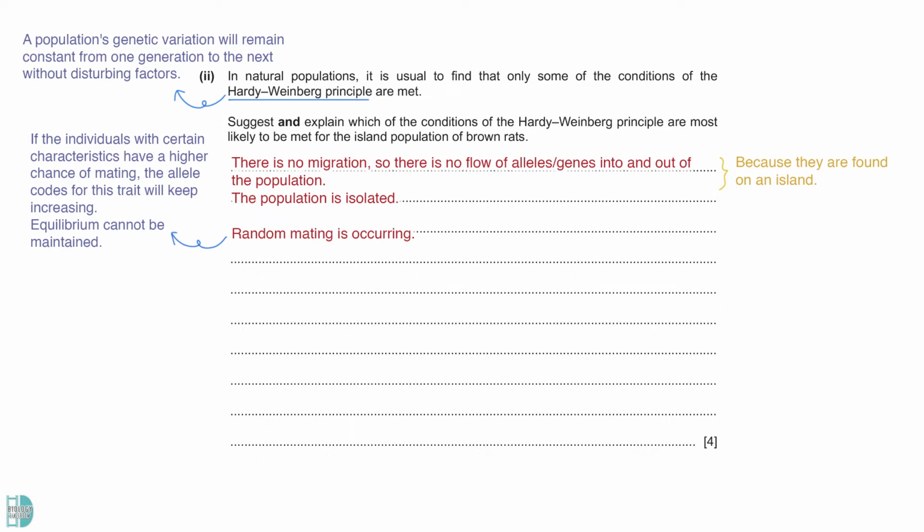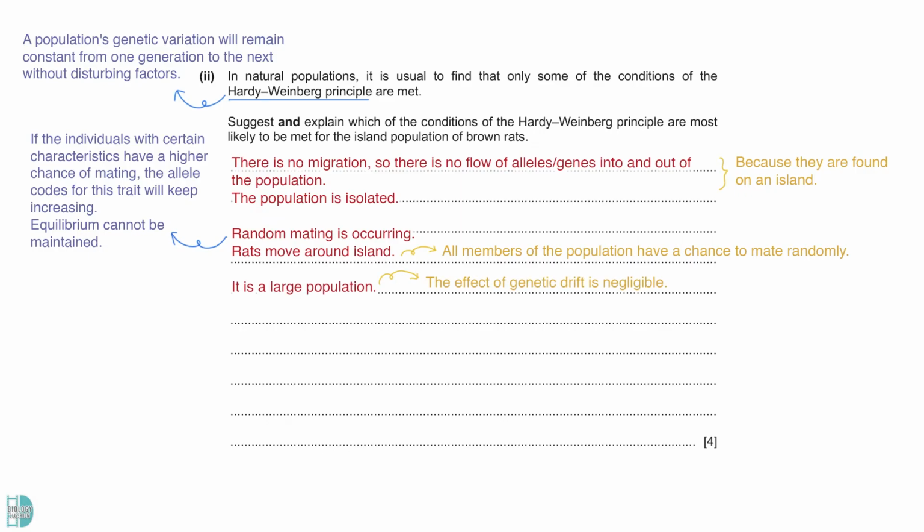Equilibrium cannot be maintained. Besides, the rats move around freely on the island. This causes all members of the population to have a chance to mate randomly. The rat population is large. Genetic drift likely has little effect on the gene pool and hence will not alter the allele frequencies from time to time. The rats are diploid.